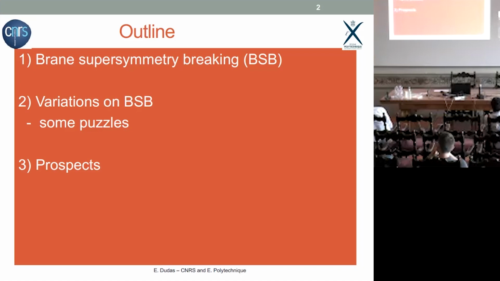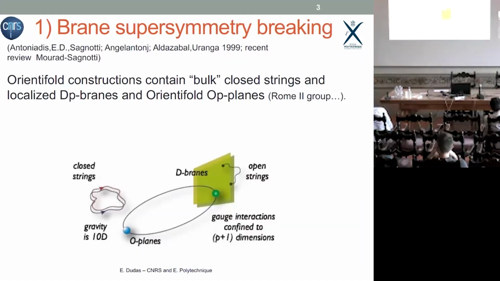But at least the examples I'll give you today are new, we believe. So it will be some new realization of brane supersymmetry breaking. I'll restrict myself to 6 dimensions. Carlo will make some comments about 4 dimensions. Some puzzles for us, maybe not for everyone, and some prospects.